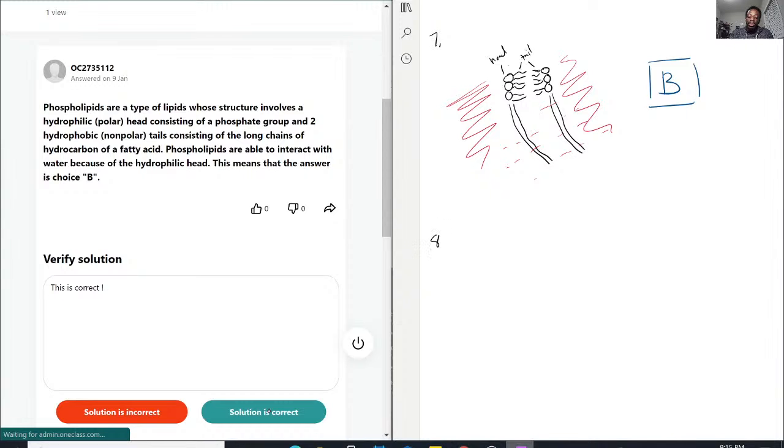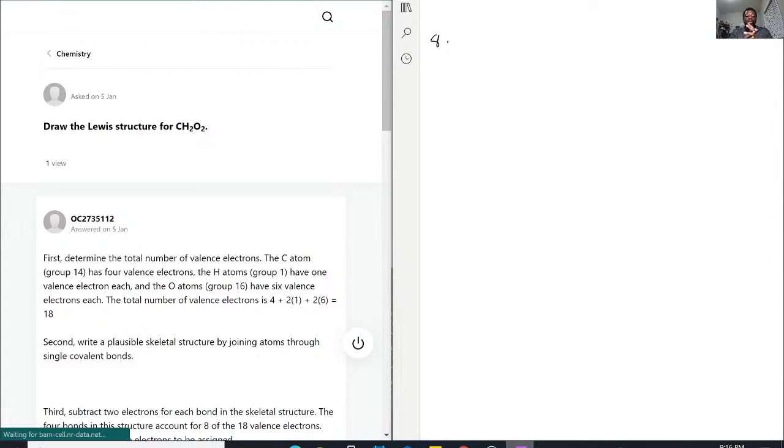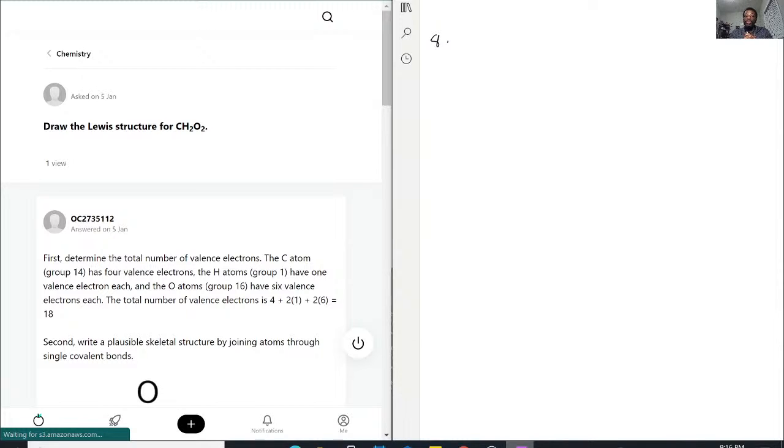So question number 8. For question 8, we have to draw the Lewis structure of CH2O2, which is going to be frankly tricky, but we're going to try anyways. We're going to have to think about what this means, because there are many ways to draw CH2O2. We have to think of a way that'll really balance this out.